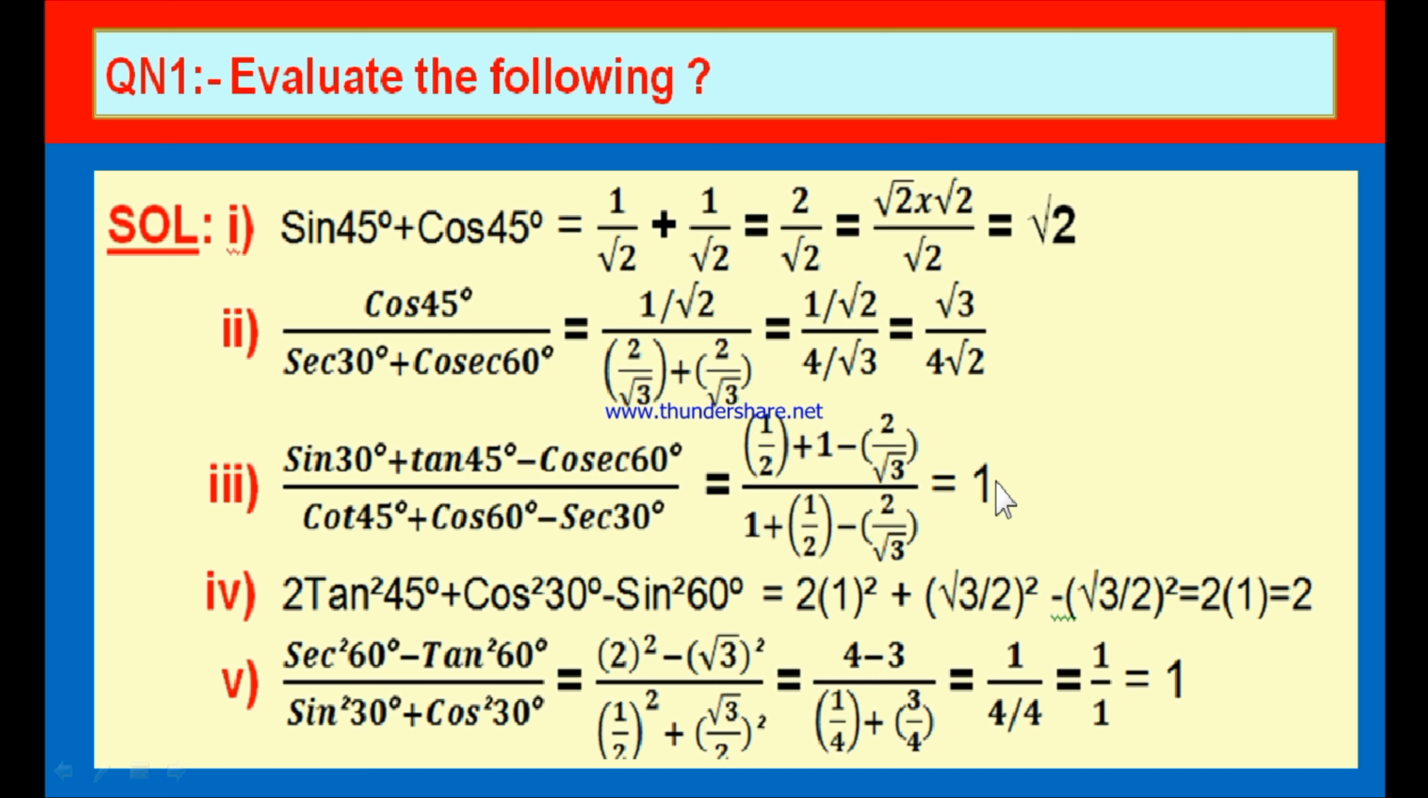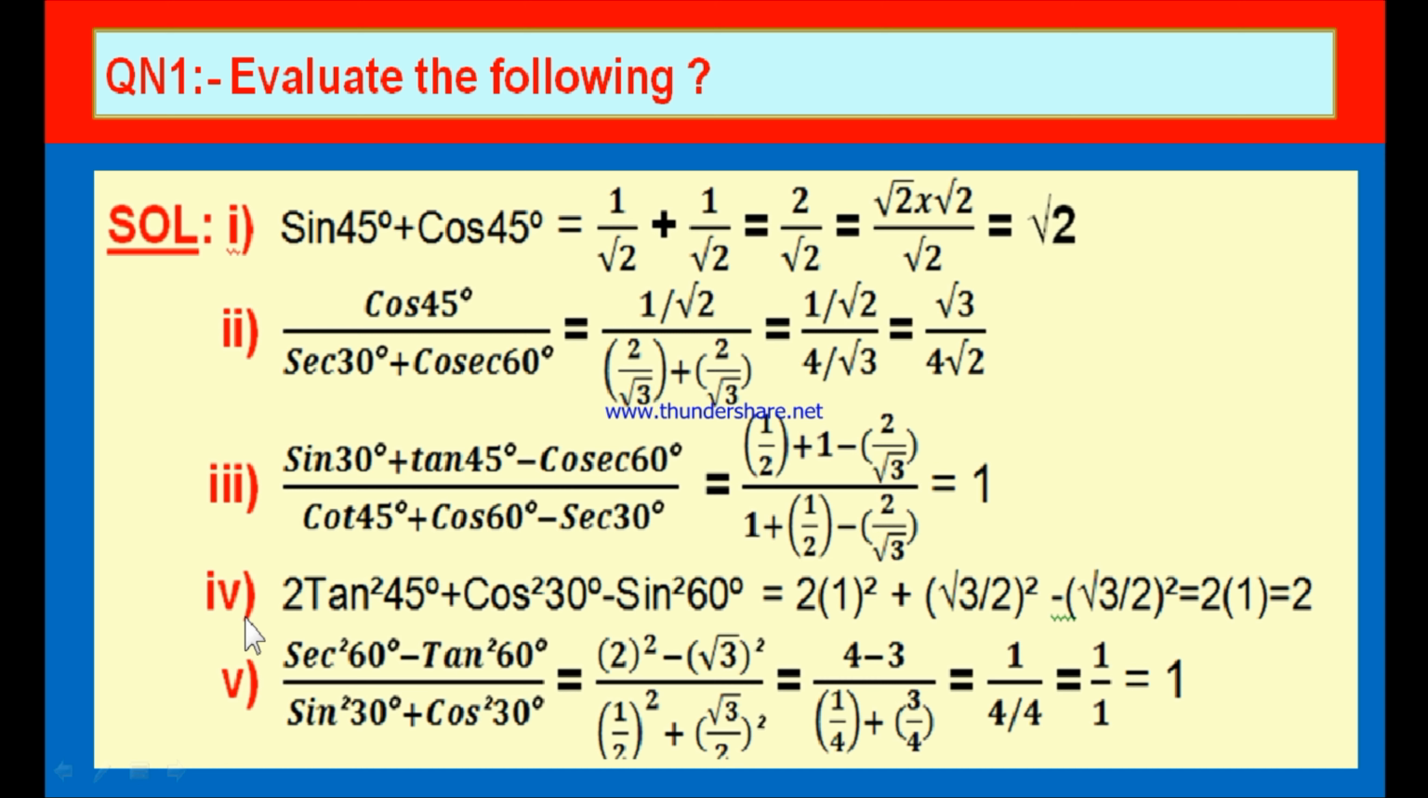3 by 3 is 1. 10 by 10 is 1. A by A is also 1. Therefore, in any fraction, if numerator and denominator are same, then the value of the fraction is 1. So that you need not find the LCM and you need not simplify this. Straight away you can write the value 1.